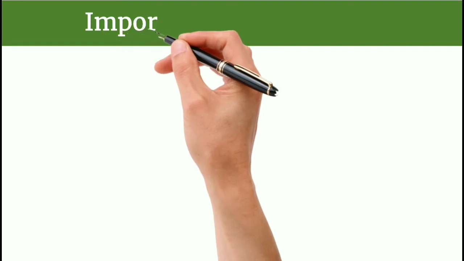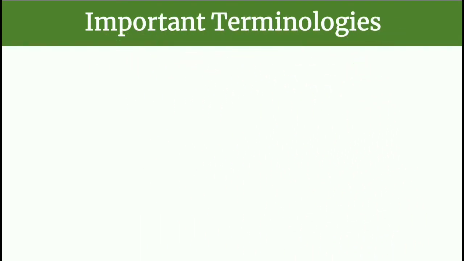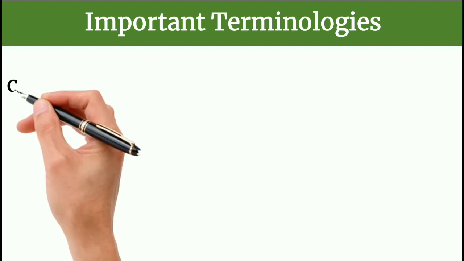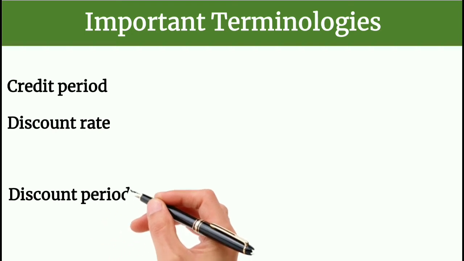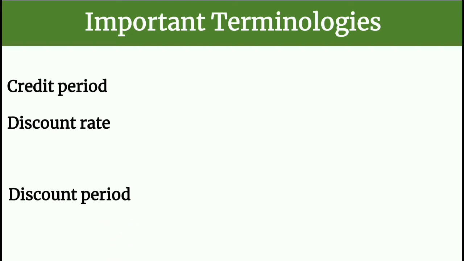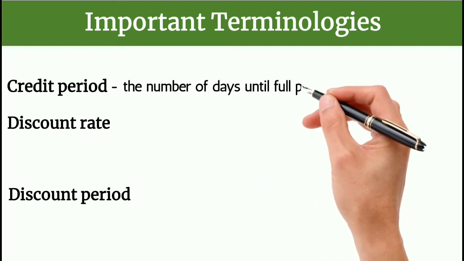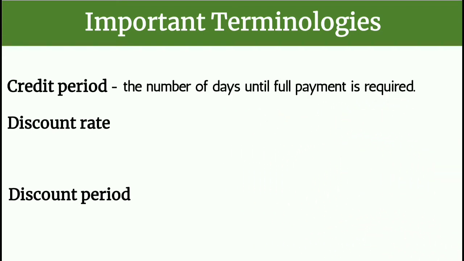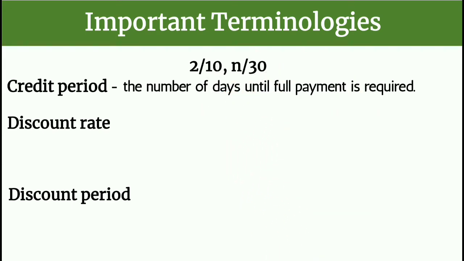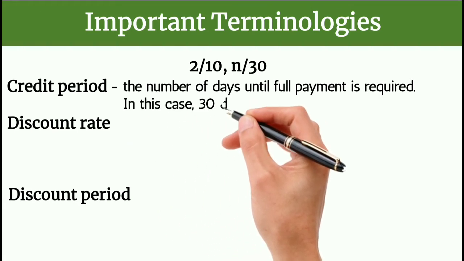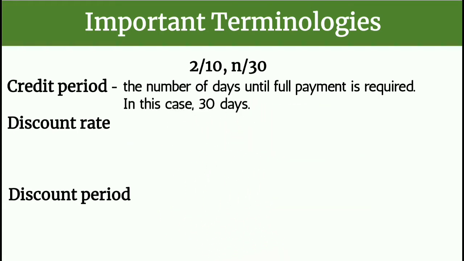At this point, you need to know the important terminologies in the credit term. The important terminologies are credit period, discount rate, and discount period. When we say credit period, this is the number of days until full payment is required. So in our example earlier, the credit term is 2/10 and over 30. Ang credit period dyan ay 30 days since the debtor must pay until the 30th day.